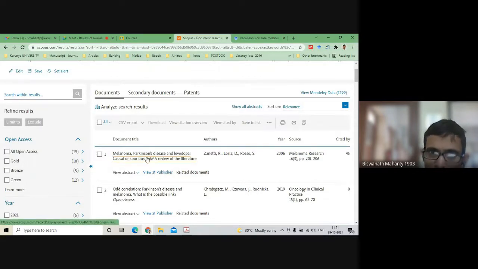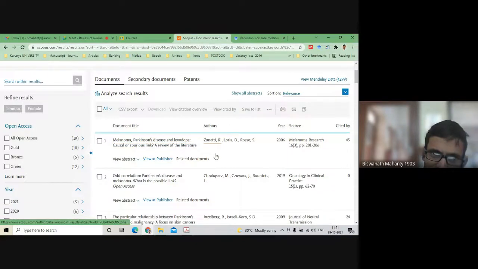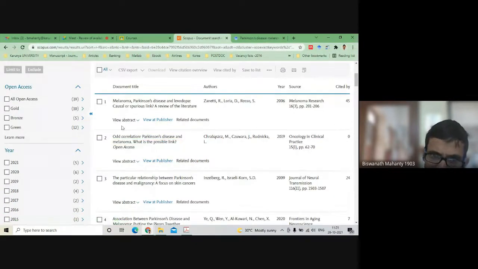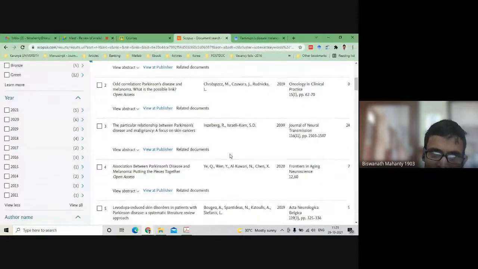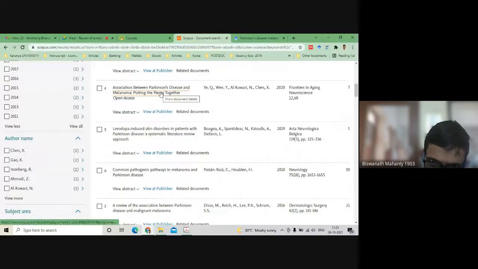So for example, you will go and read the paper: Melanoma, Parkinson's disease and levodopa, causal or spurious link. Is there any link? Or correlation, is there any link? You see, many people are talking about the link, the particular relationship between Parkinson's disease and malignancy. Any link? Association between Parkinson's disease and melanoma. Is there any link? So these are all review papers.